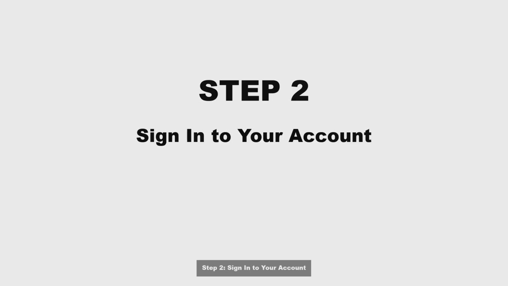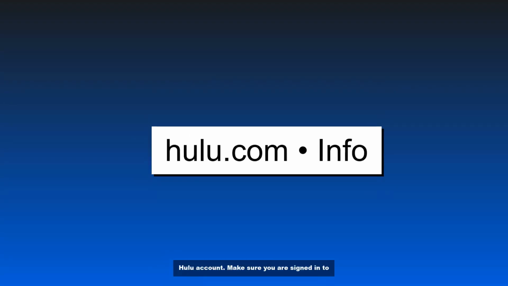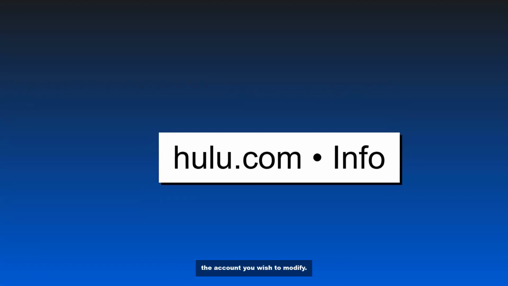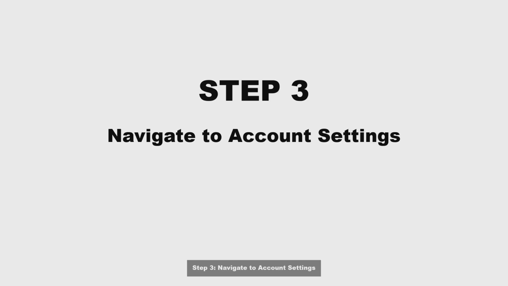Step 2. Sign into your account. Enter your login credentials to access your Hulu account. Make sure you are signed into the account you wish to modify. Step 3. Navigate to account settings. Once logged in, locate the account settings. This is usually found in the upper right corner of the screen, often represented by your profile icon or name.